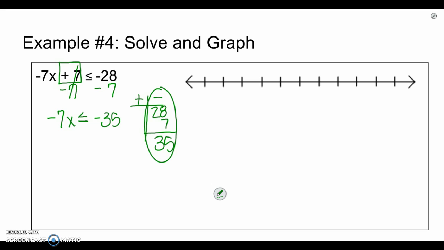The opposite of multiplying by negative 7 is to divide by negative 7. Remember, when we multiply or divide by a negative number, we flip our inequality symbol. So now, less than or equal to becomes greater than or equal to. Negative 35 divided by negative 7 is positive 5. So we're going to graph this on our number line.